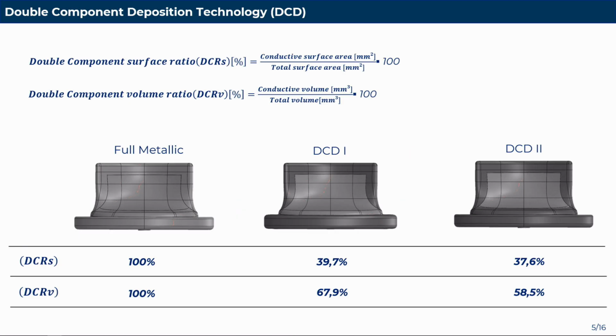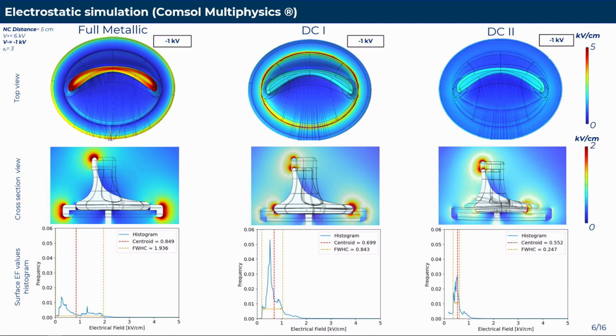Specifically, each collector was characterized by different parameters, such as the surface ratio or the volume ratio, and we used the fully metallic collector as a control. We focused on the study in silico, exploiting COMSOL electrostatic simulations in order to analyze the effect of the electrical field distribution on the different collectors and how it affects the following polymer deposition.